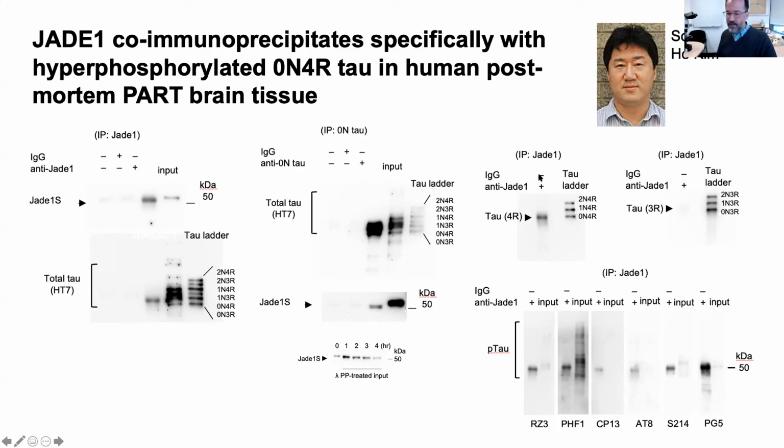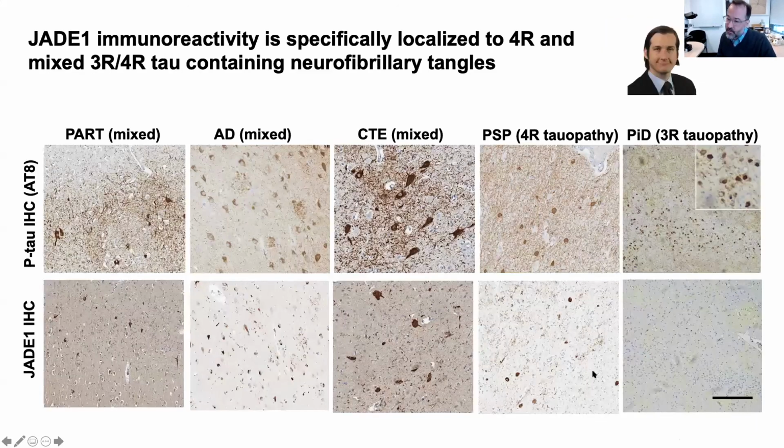Another weird thing, so we confirmed that this 4R was specific. Here we're probing the IP blot with a 4R tau specific antibody, and we're seeing something there. When we do the 3R antibody, we don't see anything. And this tau that's coming along with JADE1 is abnormally hyperphosphorylated, and we have a whole bunch of different antisera that can detect those abnormal hyperphosphorylated forms of tau, and we're seeing them in all of them. So this was really interesting and different, the possibility that JADE1 was specifically aggregating with 4R tau.